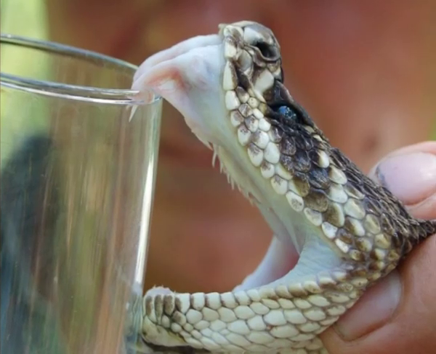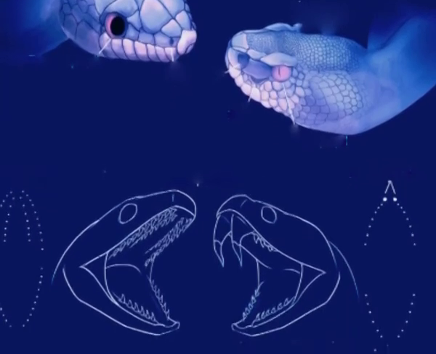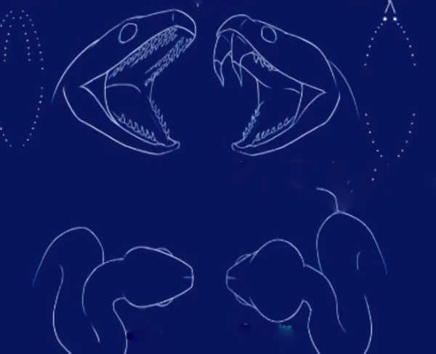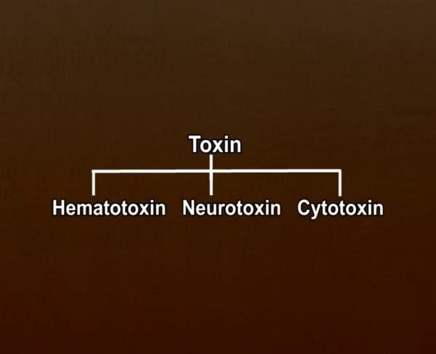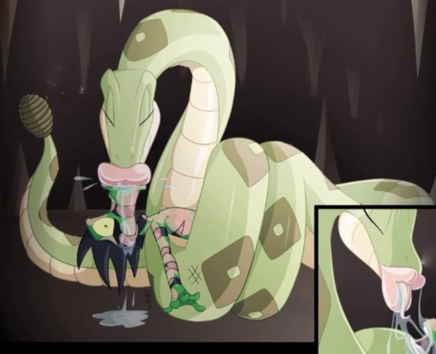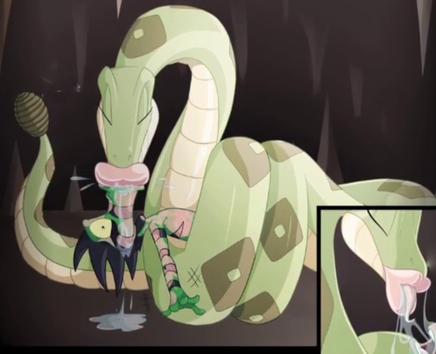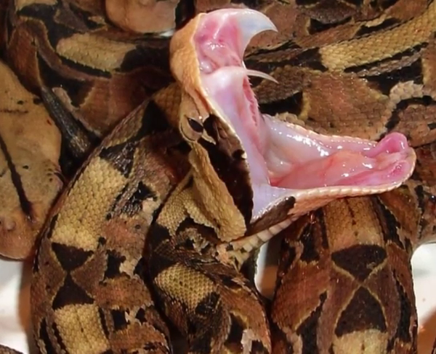When a snake bites, it may excrete venom, but this depends on the type of snake, which could be venomous or non-venomous. Snake venom is a toxin, could be hematotoxin, neurotoxin or cytotoxin. It is a varied form of saliva excreted through a modified parotid salivary gland, which is located on each side of the skull behind the eyes.